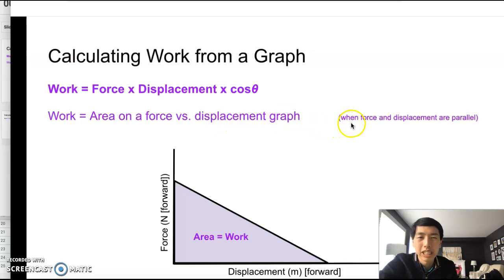Now, this technique of finding the area only applies when the force and displacement are parallel. Only when the force and displacement are parallel. And that's due to this cosine of theta thing. If you plug in 0 degrees for the angle, cosine of 0 equals 1. So then work would just equal force times displacement. So that's why these two have to be parallel, so that I can plug in 0 degrees here, and the formula is just work equals force times displacement. And then I can apply that area concept.